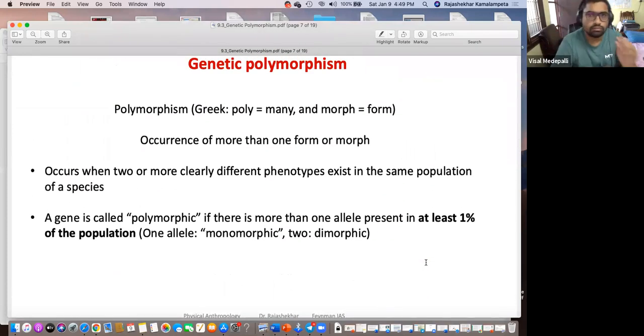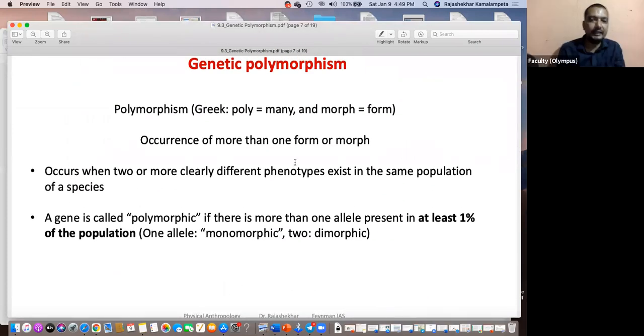So genetic polymorphism. Poly in Greek refers to many, morph refers to form. So many forms is polymorphism. In other words, it is the occurrence of more than one form in a given population.